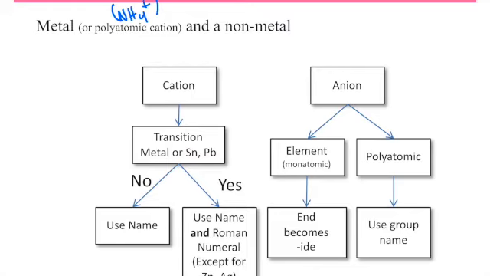Then you name the second part, the anion. If it is an element, the element's name gets converted into "ide" at the end. Chloride comes from chlorine, oxide comes from oxygen. Or if it's a polyatomic ion, use whatever the group name is for that, and you need to memorize that.